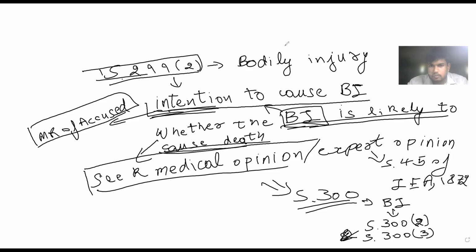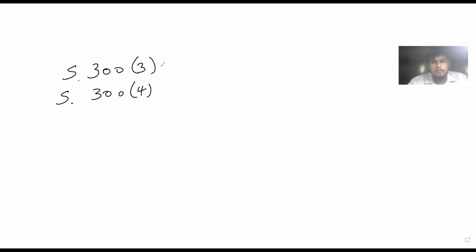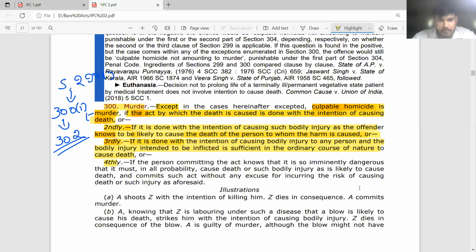So in order to prove section 303 or section 304, first of all, what do we need? We need section 299(2) first. That is the first and foremost requirement. And why so? Because the Bare Act says so. As simple as that. Except in the cases hereinafter accepted.